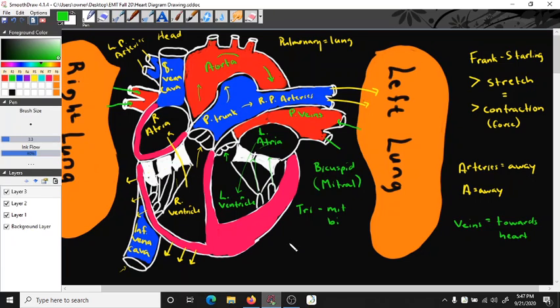Oh my gosh, why am I blanking? Femoral arteries. Good grief. All right. I worked all night. And so that's the whole job of the aorta.